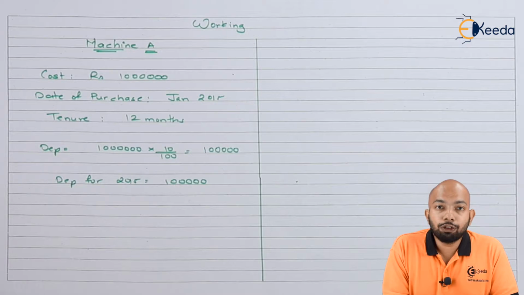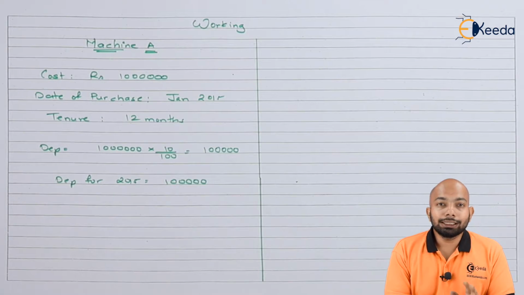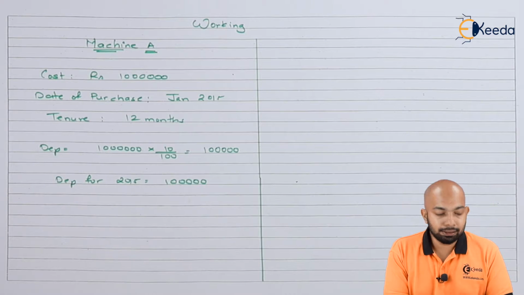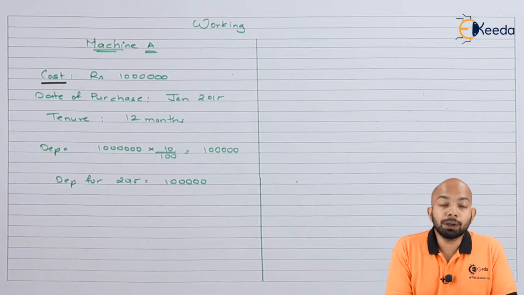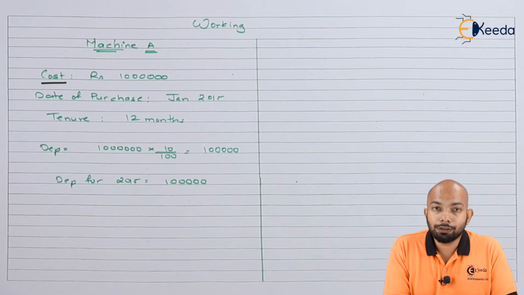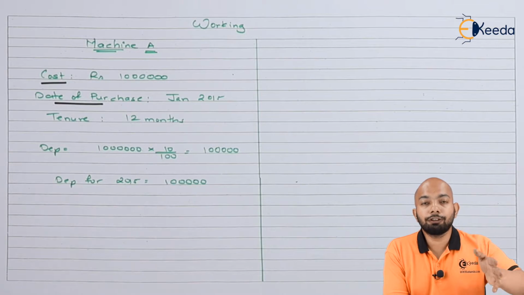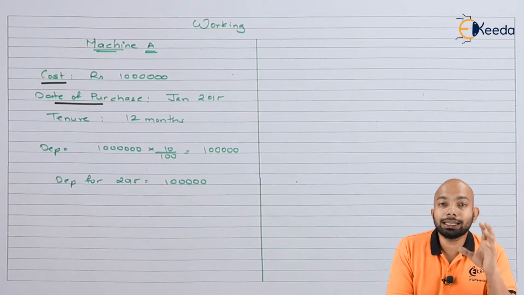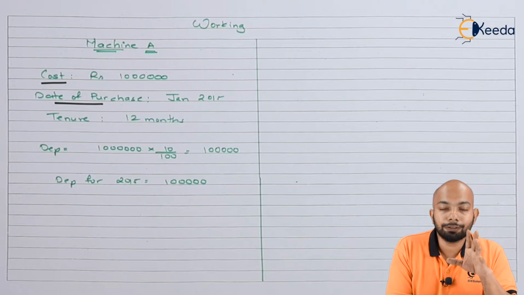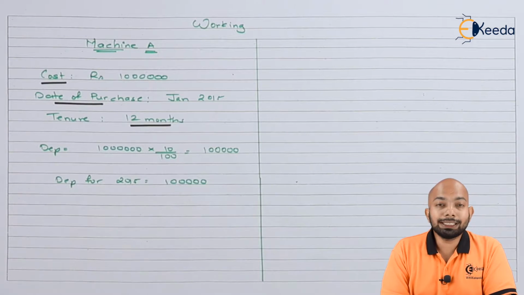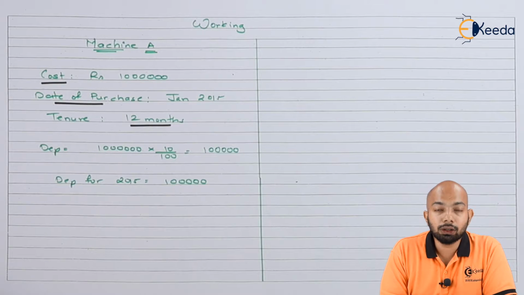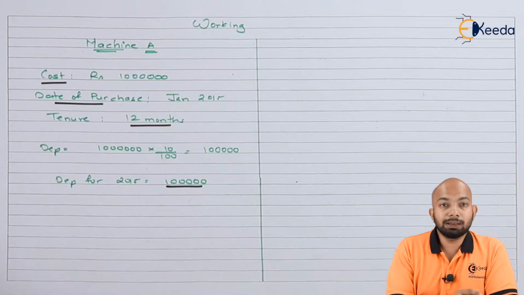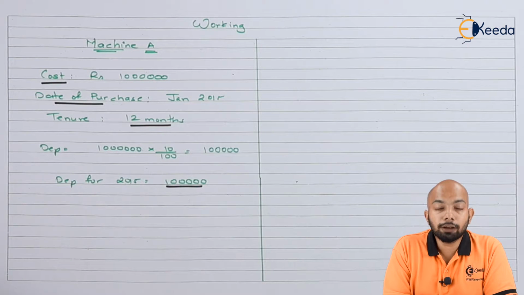So we're done with the calculation for machine A. We have clearly mentioned that the cost of the asset was rupees 10 lakhs. The date of purchase was Jan 2015. Tenure was for 12 months. That means from Jan 2015 until December 2015, because all of these depreciations are calculated at the end of the year, that means December 2015 itself. So depreciation for 10 lakhs at the rate of 10% on SLM method gives you 1 lakh depreciation. Similarly, we'll find out the same working for machine B.